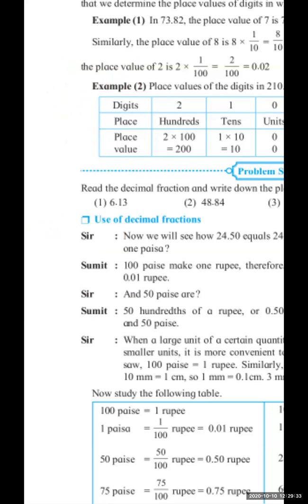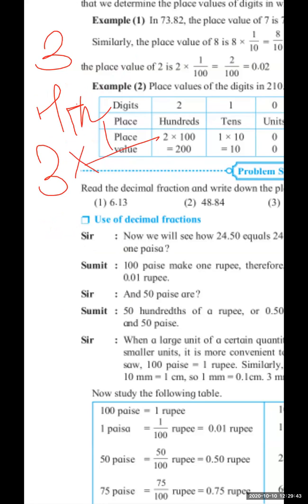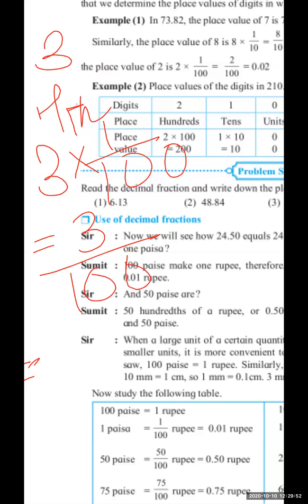And the last 3. 3 is on the 100th place. So 3 into 1 upon 100. So 3 ones are 3. 3 upon 100. So what the answer will come? Whole number is not there, so you will put 0. Then decimal point. Now in the denominator 2 zeros are there. Means in the answer 2 places will come after decimal point. So answer is 0.03.